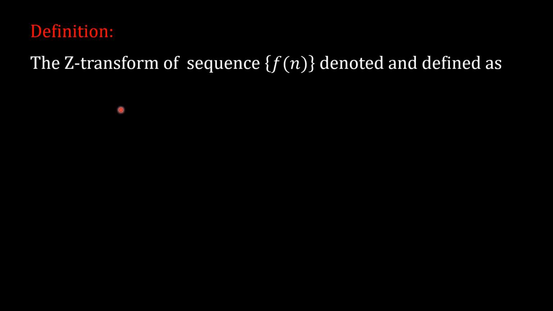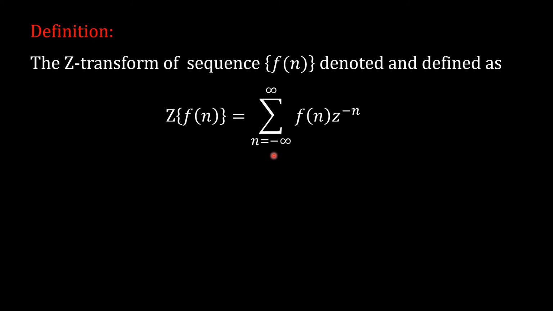The Z transform of the sequence f of n is denoted and defined as Z of the sequence f of n. This Z is the Z transform operator. So Z of f of n is equal to the summation, where n runs from minus infinity to infinity, of f of n, the general term of the sequence, into z raised to minus n, where this z is the complex number x plus iy or r e raised to i theta. So z is basically a complex number.